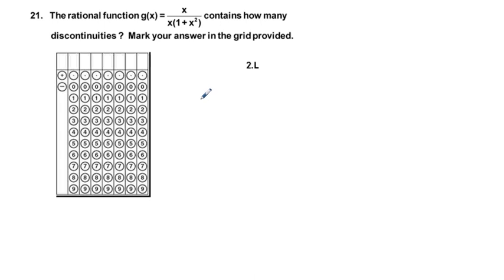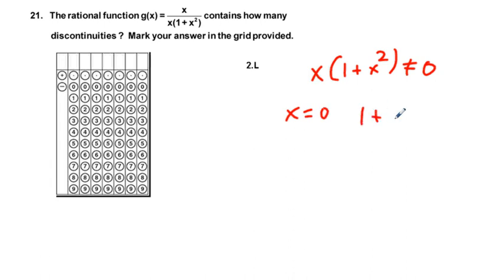Now the last one, the rational function, f of x equals x over x times quantity 1 plus x squared, contains how many discontinuities? Mark your answer in the grid provided. Well, the answer is if you take x times quantity 1 plus x squared and set this not equal to 0, well, we know that x has to not equal 0. Then if we set 1 plus x squared not equal to 0, we know we have a discontinuity where x equals 0, but we cannot have a solution for this one on the right. And so the correct answer for this is 1.